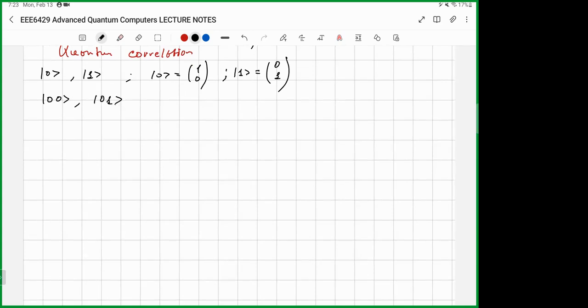Dr. Alex, just a question here. Yes? This quantum correlation, this is exactly what coupling means, right? Two systems are coupled. Yes. Yeah, exactly. Okay.